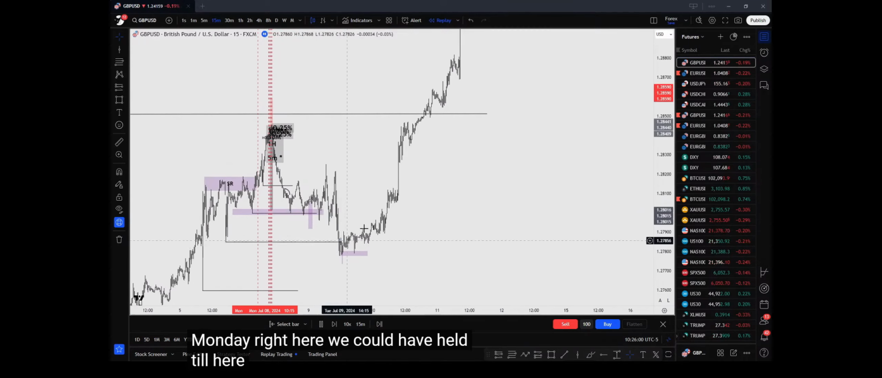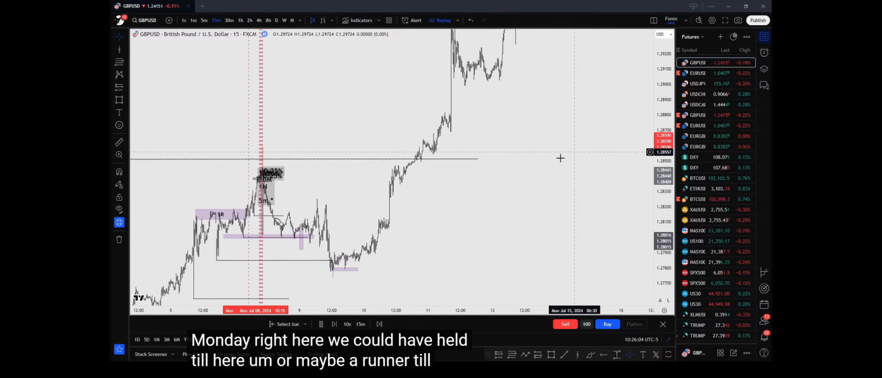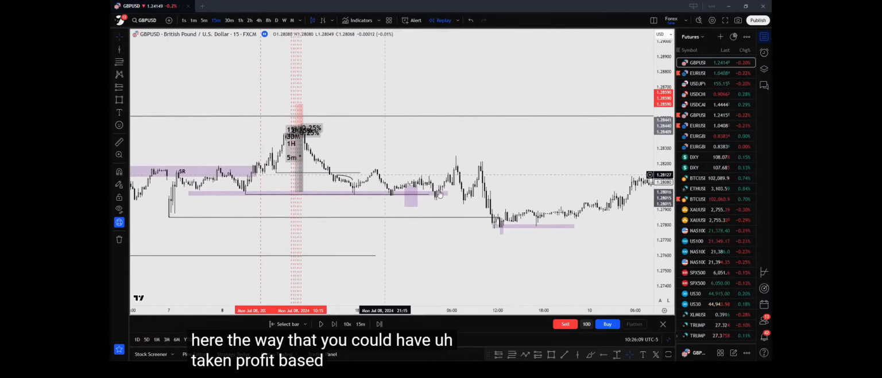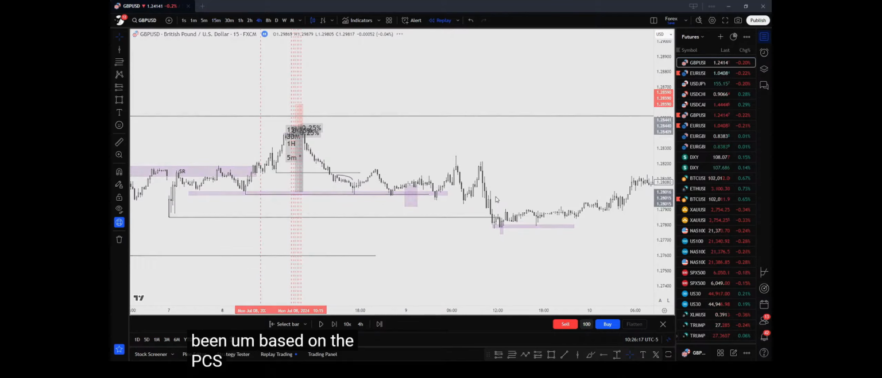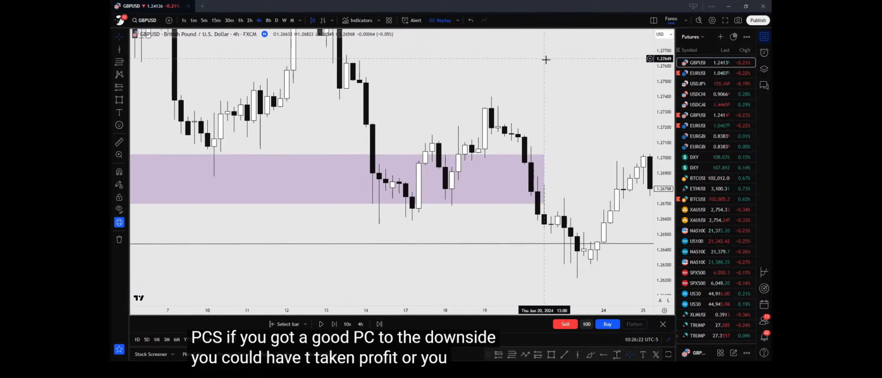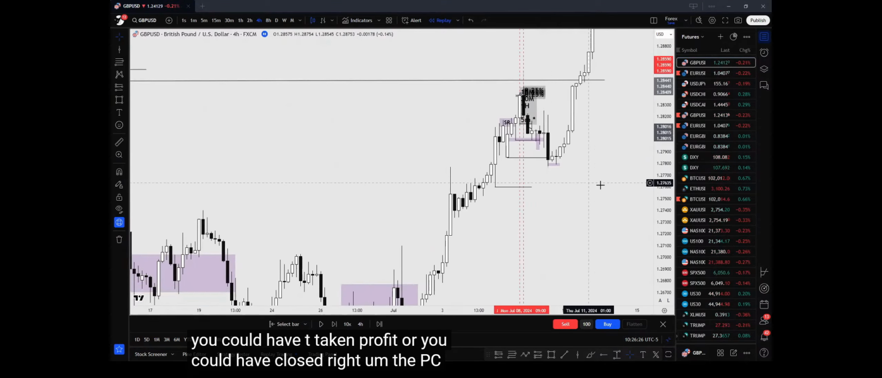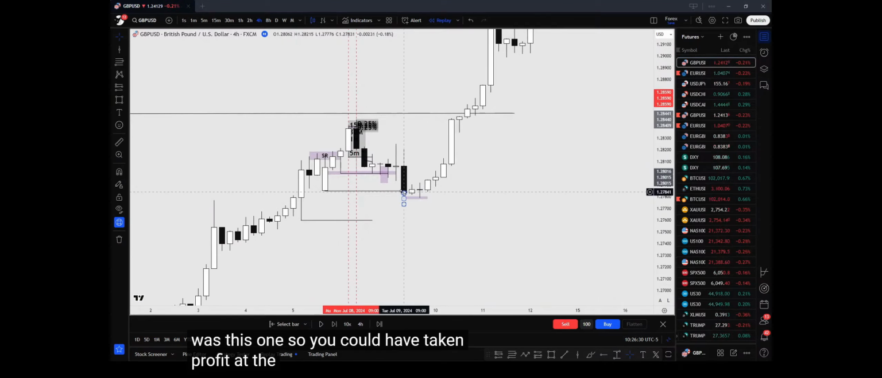We could have held till here, or maybe a runner till here. The way that you could have taken profits based on time, it could have been the end of Monday, it could have been just above this low, or it could have been based on the PCs. If you got a good PC to the downside, you could have taken profits, or you could have closed, right? The PC was this one, so you could have taken profits at the close of this candle.